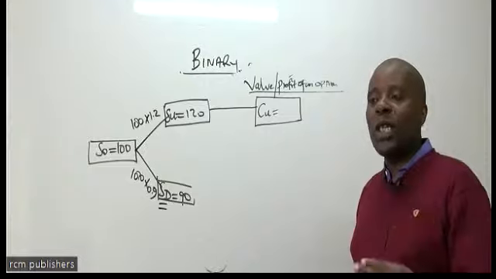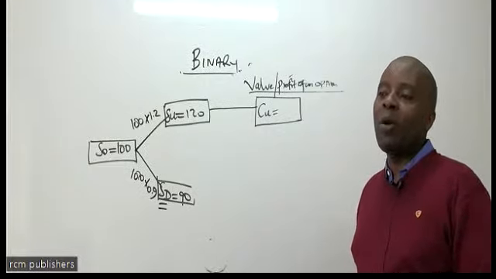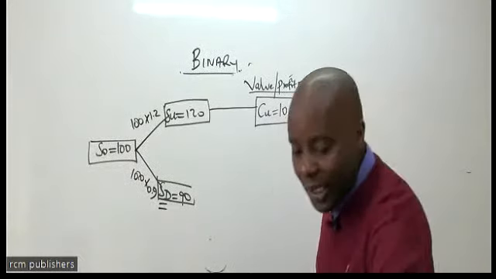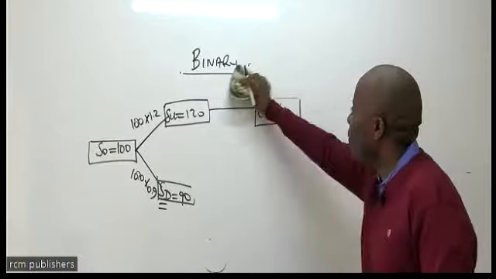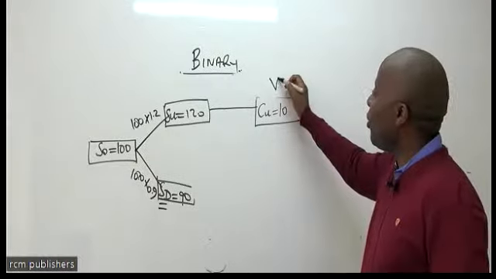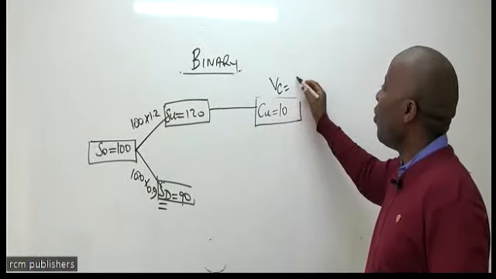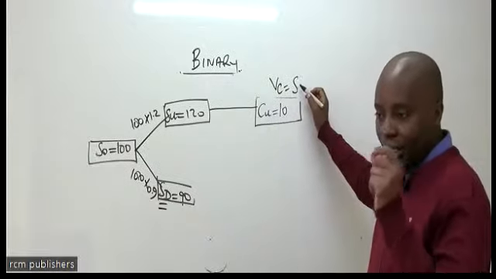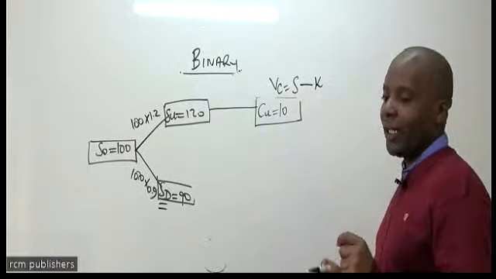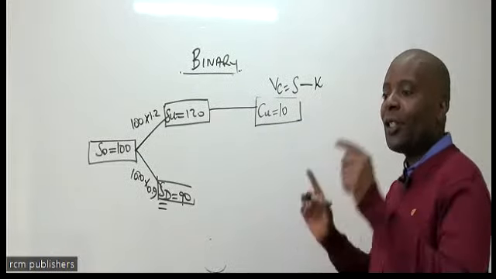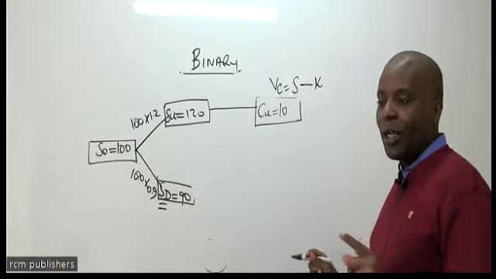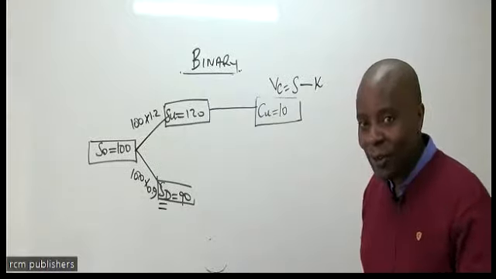That profit of 10 shillings is my fee. Listen to me very well. When it comes to binary options, when you want to get the value of an option, you take the stock price and subtract K, and ensure that it is always profitable. With options, you can never get a loss.